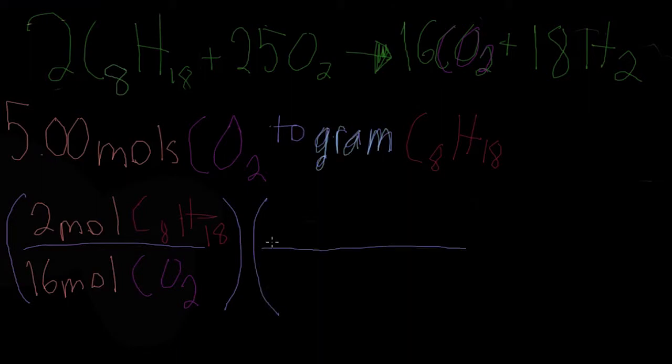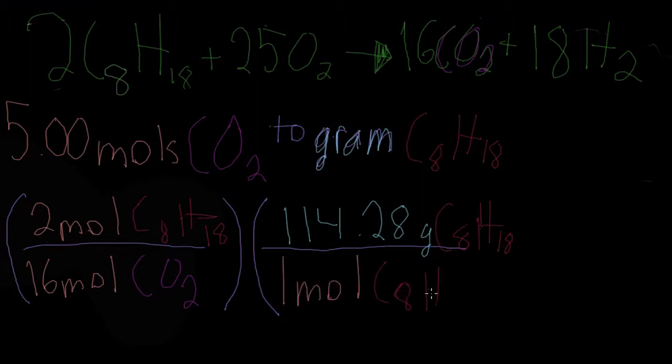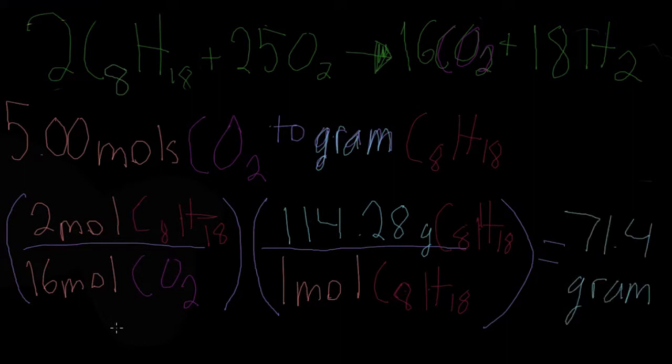And then we're going to multiply that with 114.28 grams of C8H18 over 1 mole of C8H18, because 114 grams is the molar mass. So the moles will cancel out, and eventually we'll just be left with grams, and the answer is 71.4 grams of C8H18.